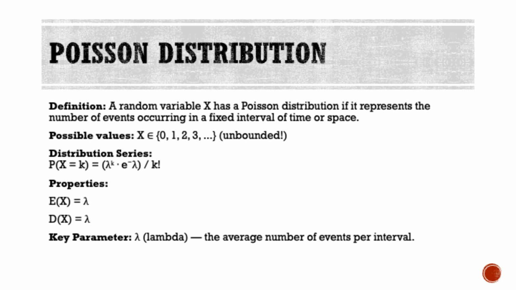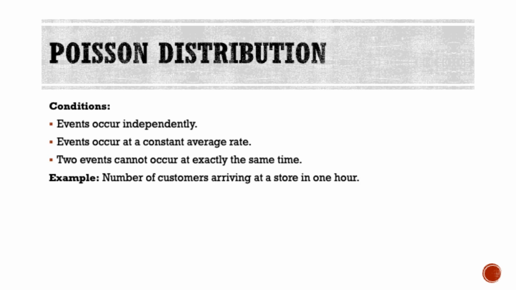Both the expectation and variance equal lambda, which is the average number of events per interval. The Poisson distribution applies when events occur independently at a constant average rate and 2 events cannot occur at exactly the same time. A classic example is the number of customers arriving at a store in 1 hour.